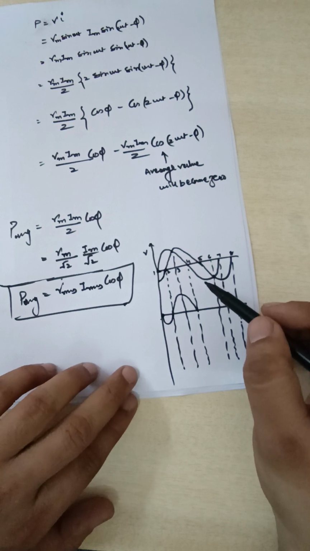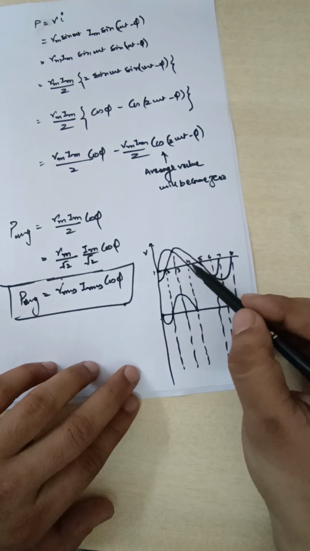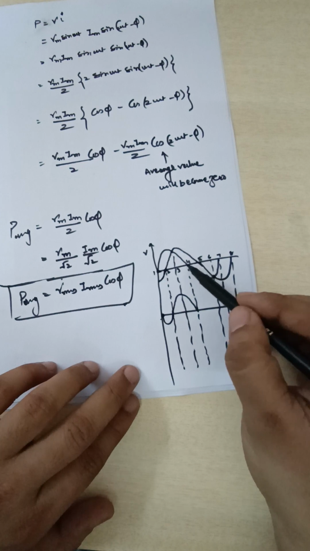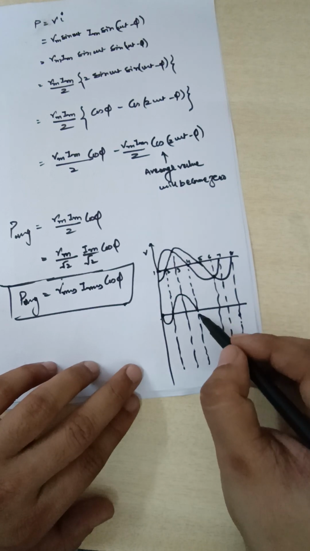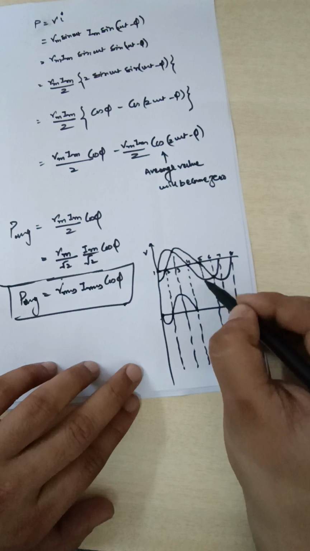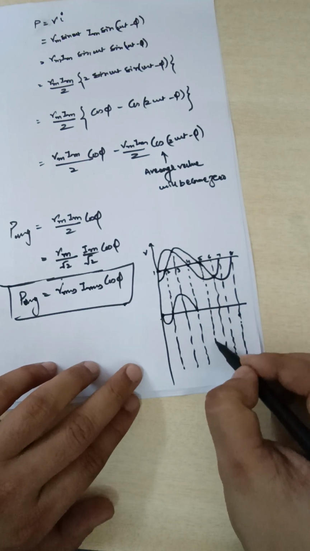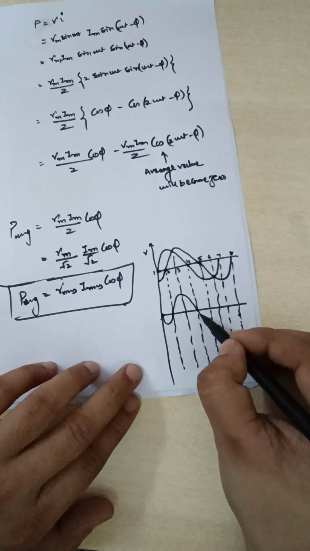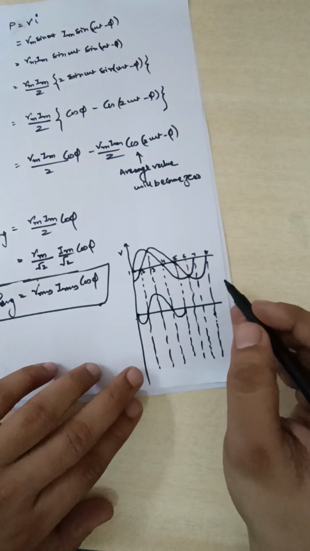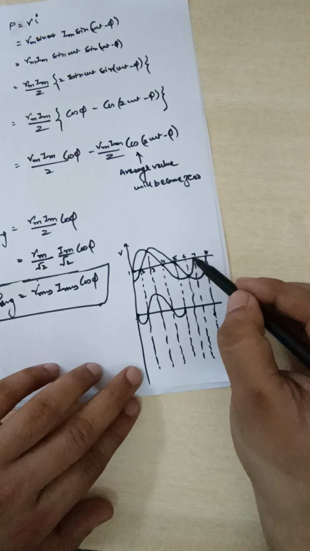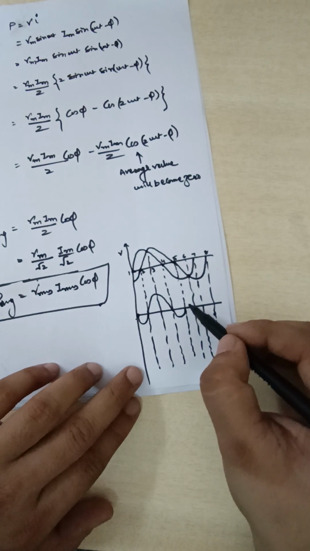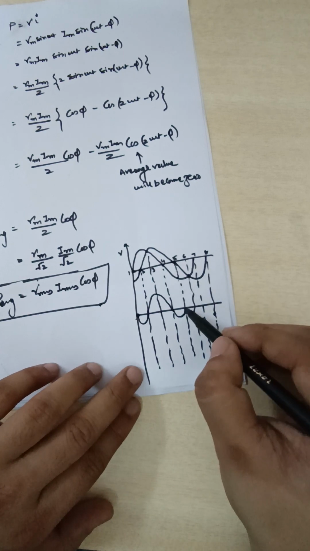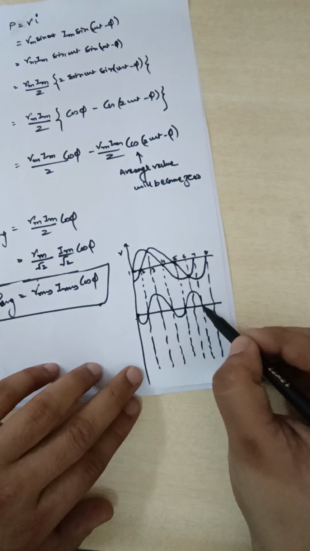Now what will happen for this instant 4 and 5? Between 4 and 5 what will happen? Voltage is negative and current is positive, so multiplication will be negative, and at instant 5 current is getting 0, so power will also become 0. Now between instants 5 to 6 and 6 to 7 both current and voltage are negative, so their multiplication will be positive. At 7 voltage is getting 0, therefore power will also get 0.